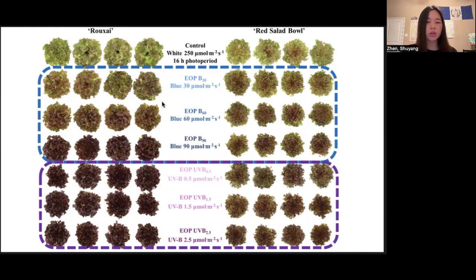And you can see as we increased the blue light intensity, there was increased accumulation of anthocyanin, especially in the cultivar Jōsai. With UV-B application, seems a lower dosage of UV-B at 0.5 micromole per square meter per second was very effective and may be sufficient for good coloration in those cultivars.